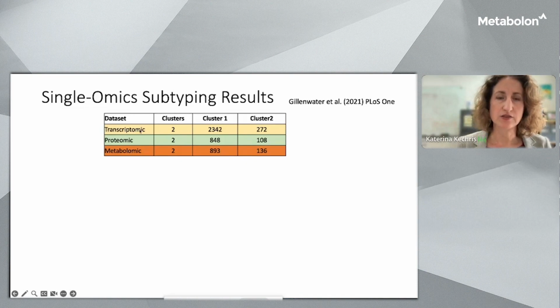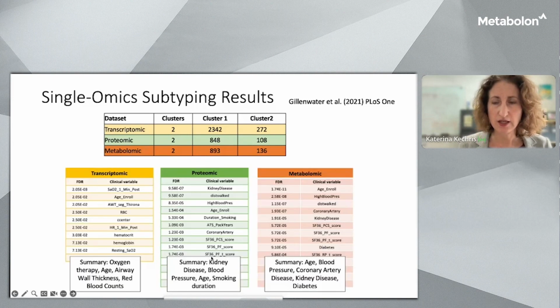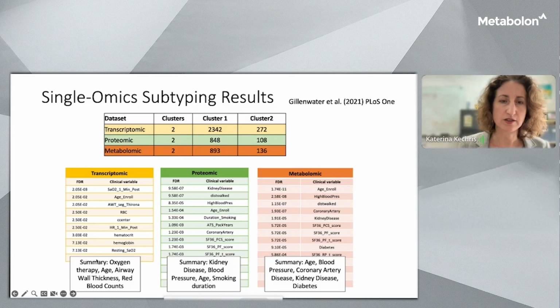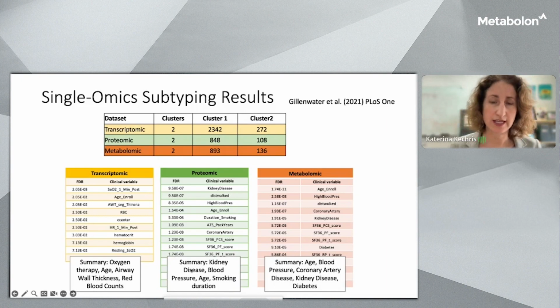Each of the omics identified two clusters, and there tends to be one larger cluster and a smaller cluster. So then we looked at the clinical variables that were different between these two clusters for each of the omics. This list is small to read, but I'll give you some summaries. For the transcriptomic, in addition to age, there was association with the need for oxygen therapy, airway wall thickness, and red blood cell counts. The proteomic clusters also had differences in age, but also kidney disease, blood pressure, and duration of smoking.